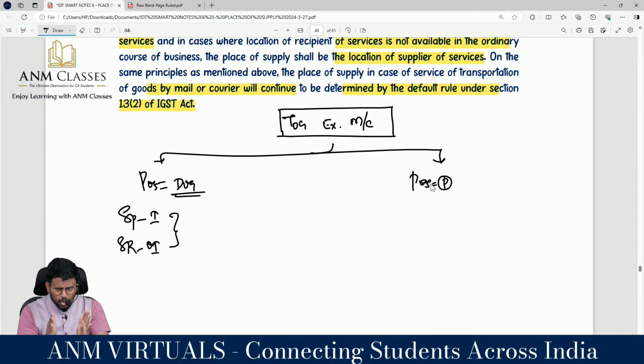If the location of the recipient is not available in the ordinary course of the business, then location of the... so now there is no relevance for where the goods are going. Earlier it was very difficult to track. Many people, to escape from this section, started showing the destination of goods.